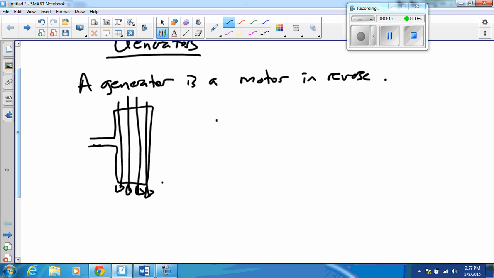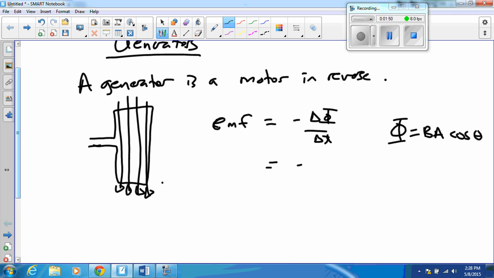We know that the amount of EMF generated as we rotate this wire loop is going to be equal to negative of change in phi over change in t, right? And we also previously found that no matter how this loop was oriented, the amount of flux that is going through that is going to be equal to B times A times the cosine of the angle between the area vector and the magnetic field.